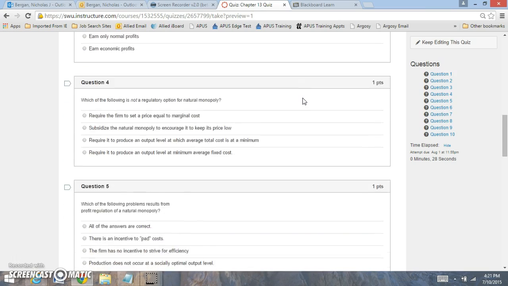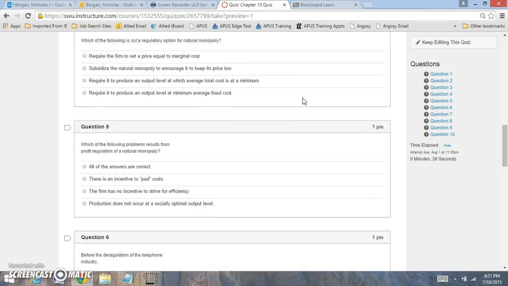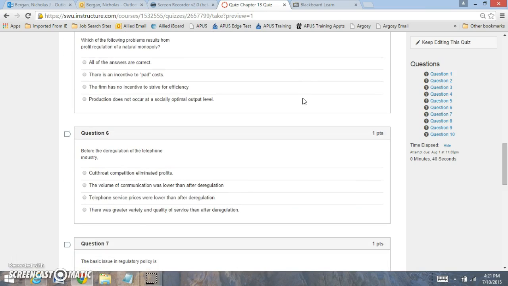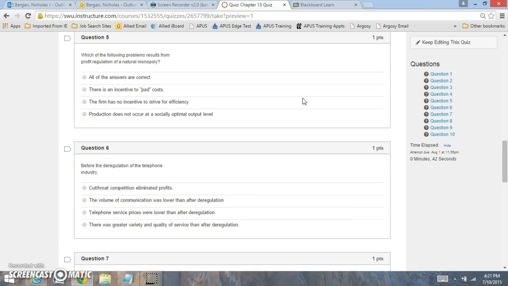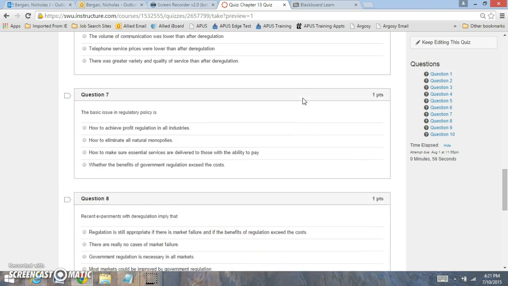Question 4, which of the following is not a regulatory option for a natural monopoly? When we look at regulation, this is where monopolies are being regulated by the government. Question 5, which of the following results from a profit regulation of a natural monopoly? Question 6 looks at deregulation of the telephone industry. After there was deregulation, more firms entered the market. What happened to price and other challenges in the market?